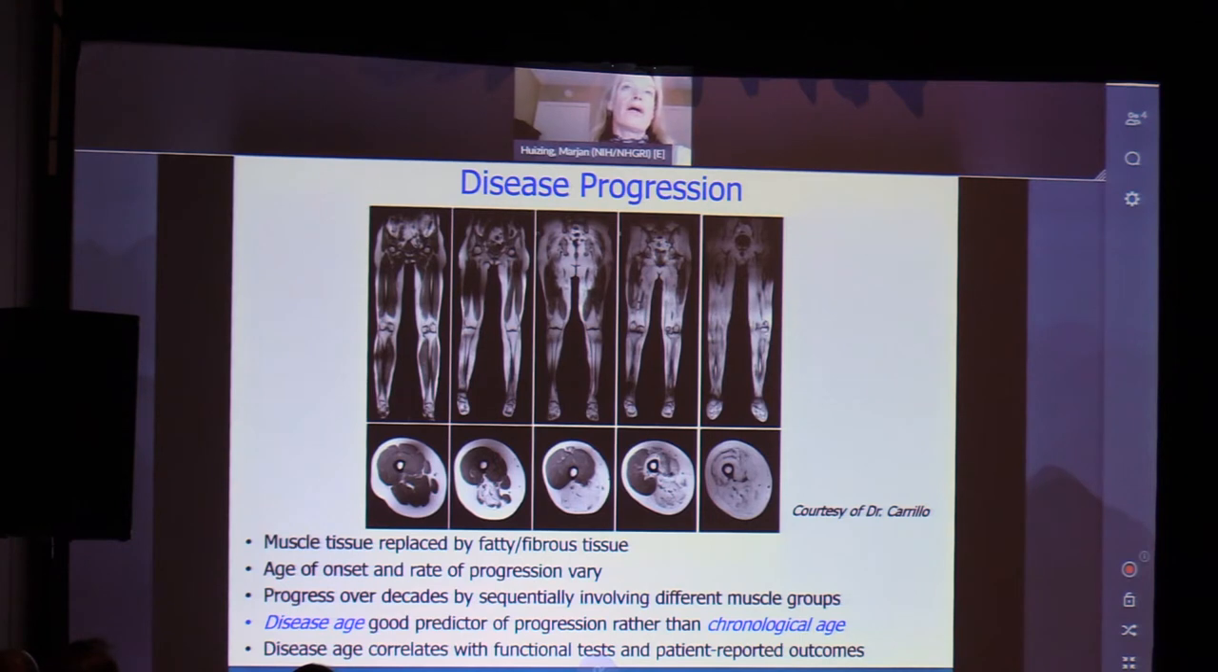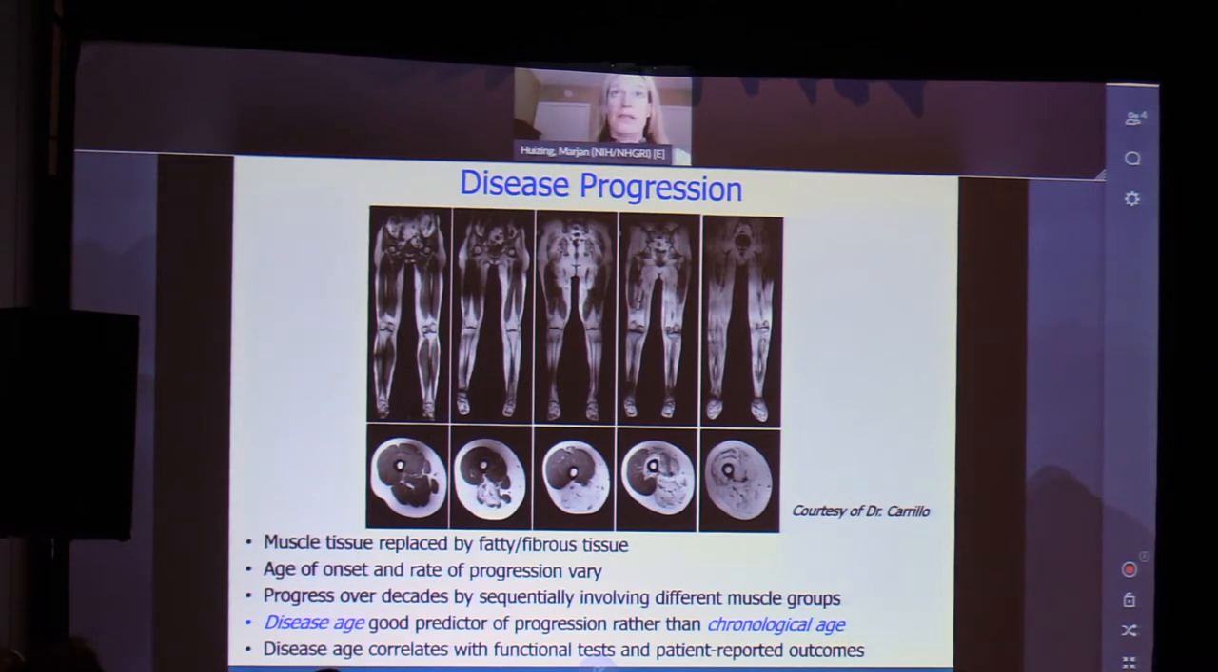One thing I also want to say is that the disease progression model we developed is based on the muscle decline in patients being sequential, and the same muscles being affected in the same order in every patient. You start with the lower extremity, slowly progressing to the upper extremity.